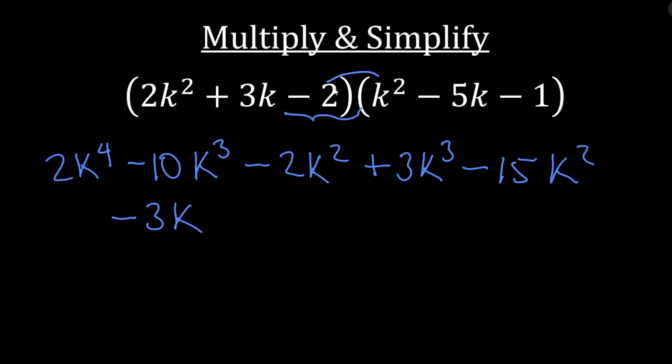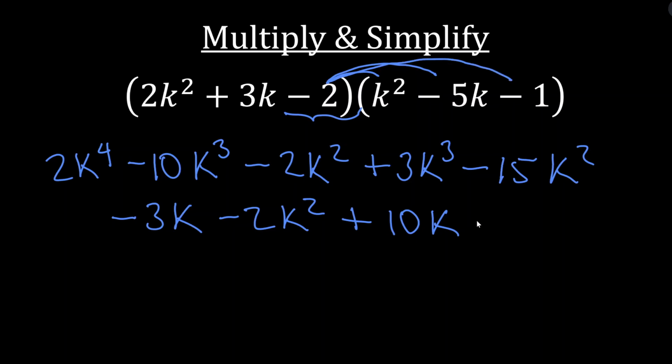Negative 2 times everything. So negative 2 times k squared is minus 2k squared. Then negative 2 times negative 5k, negative, negative, that makes positive. 2 times 5, that is 10. The k is chilling. And then negative 2 times negative 1. Negative, negative makes a positive, so plus 2. And now I'm going to identify some like terms here. But we've done the multiply step. 1, 2, 3, 4, 5, 6, 7, 8, 9 terms, just like we expected.